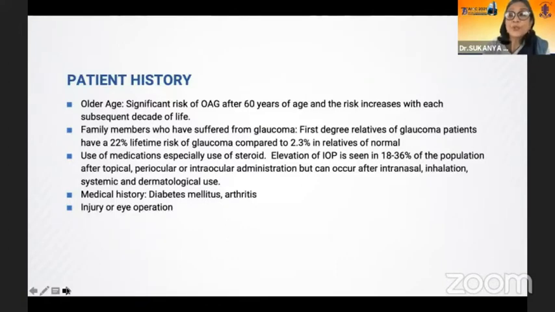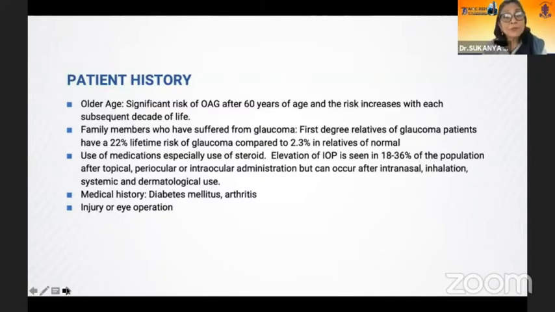Elevation of intraocular pressure is seen in 18 to 36% of the population, whichever route of administration. And this is even more important now when the use of steroid has increased in the pandemic for treating the complications of COVID. A medical history is very significant.